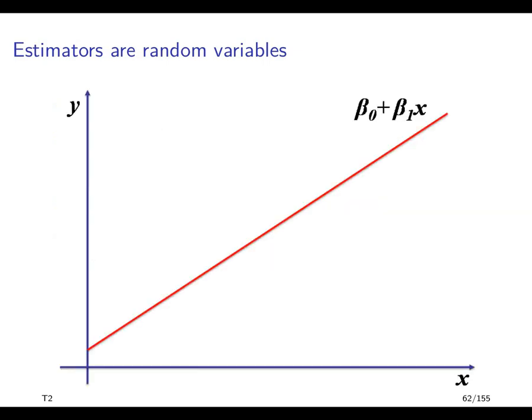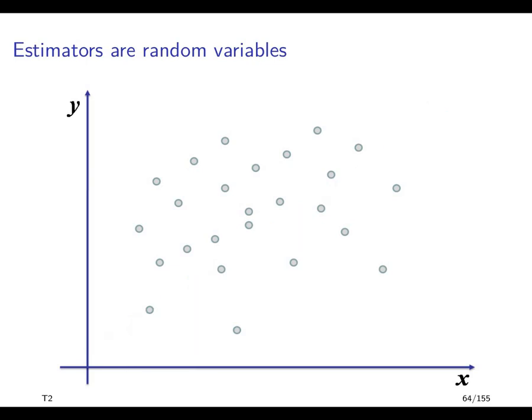Let's see this graphically. Remember that we had a population relation. The population relation generated a certain population. So here's the population. Out there in the world, there is a very large, maybe close to infinite number of individuals with the values of x and the value of y. We cannot observe them all, but we know that they are out there. So we are going to sample some of them. How are we going to sample them? We're going to sample them randomly.